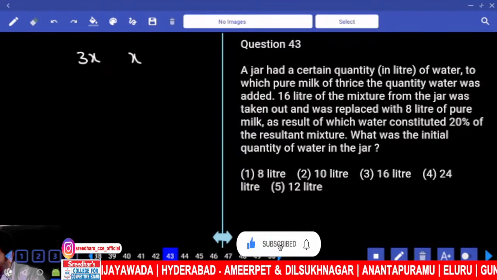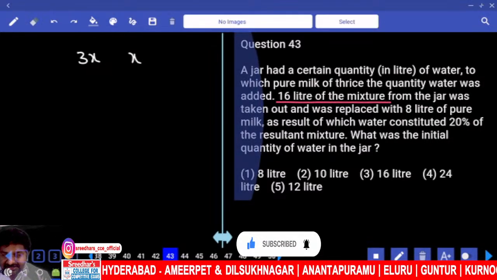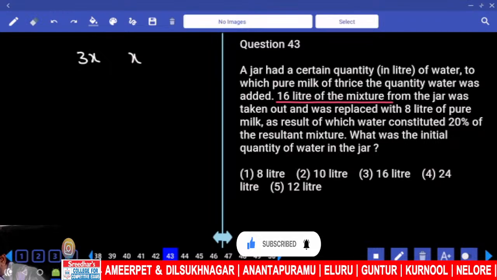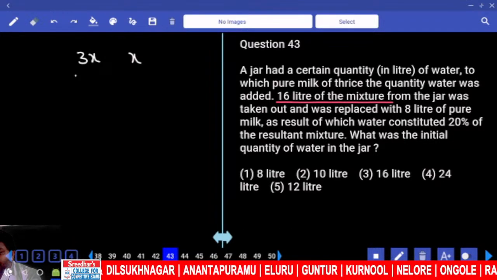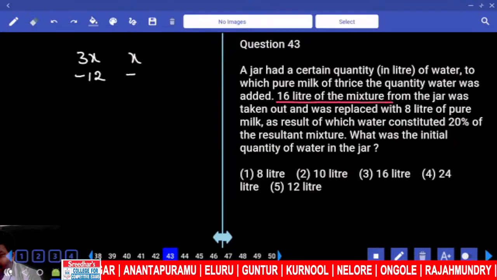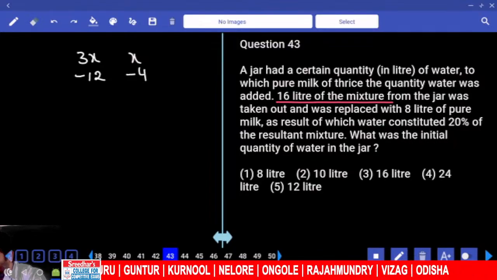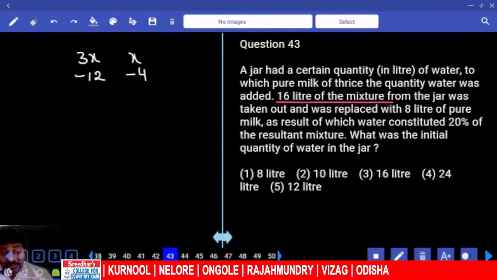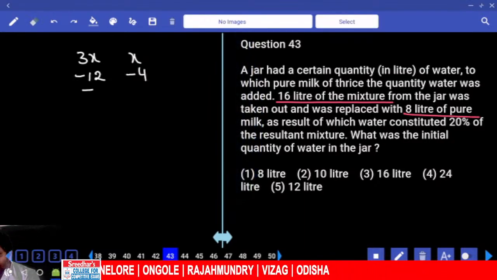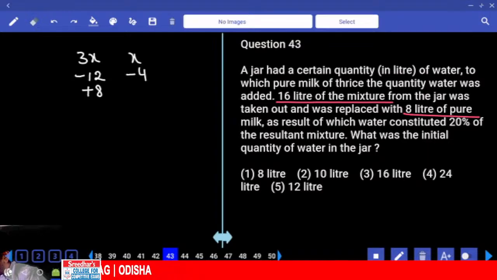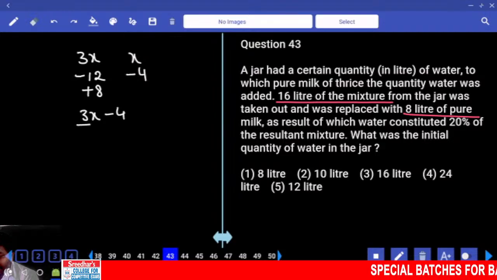They are in the ratio. 16 liters is taken out. Even in those 16 liters it should be in the ratio 3:1. So 12 liters of milk and 4 liters of water, both in the ratio 3:1, and both together 16 liters are taken away. And then 8 liters of pure milk is added. Already 12 taken out and then 8 added. Final effect, 4 liters gone. So now the remaining milk is 3x minus 4, water x minus 4.